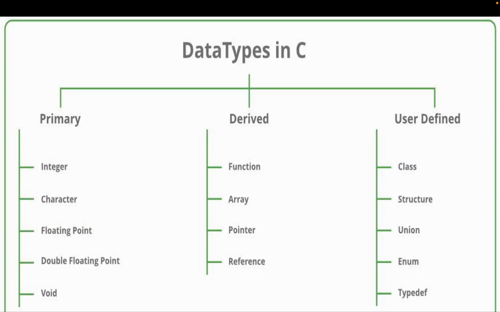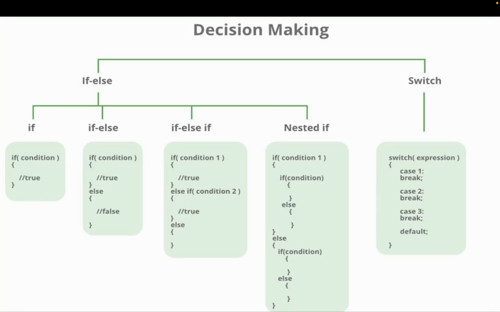Now, data types. There are 3 types of data type in the C language: primary, derived, and user defined. Primary data types are integer, character, float, double, and byte. In derived we have function, array, pointer, and reference. In user defined we have class, structure, union, enum, typedef.